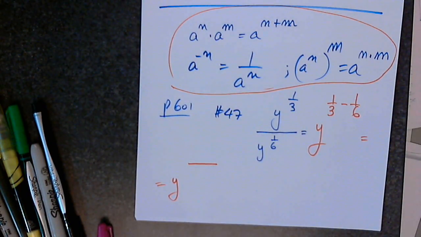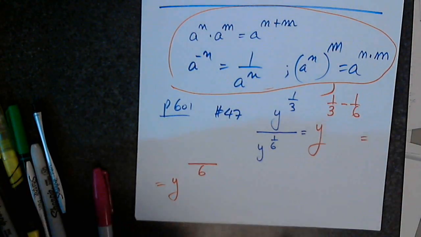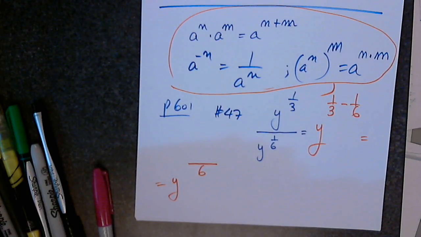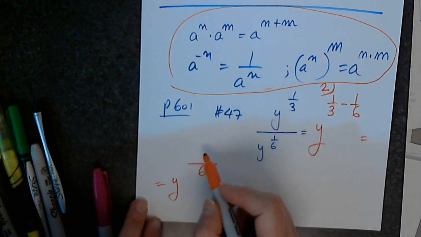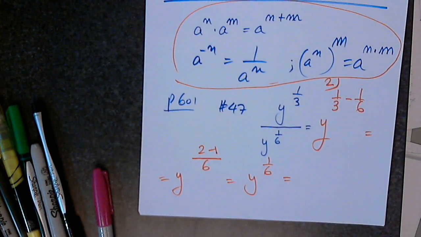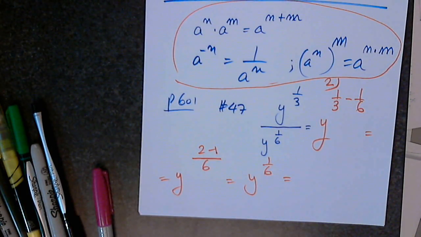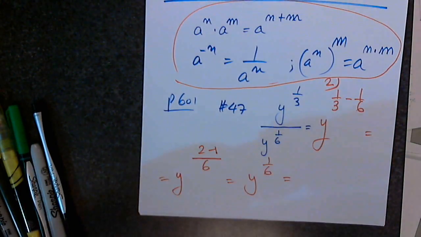What is the least common denominator of 1/3 and 1/6? Good, which means the top of the first fraction has to get something. What does it get? A 2. So then 2 minus 1. So this will be y to 1/6. Now if I ask you, please change it back into a radical, how will you do that? Exactly. The 6th root of y raised to which power? Exactly. The 6th root of y to the first. Very good.